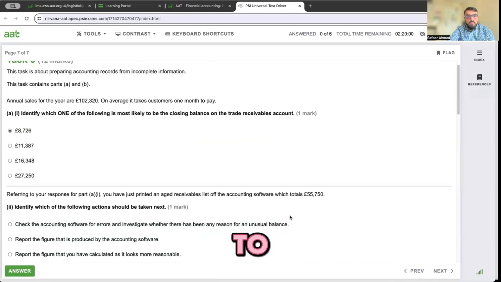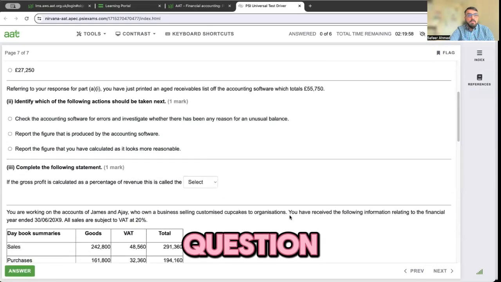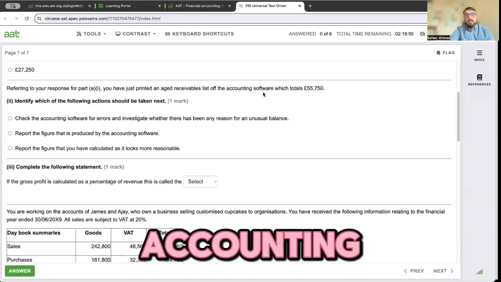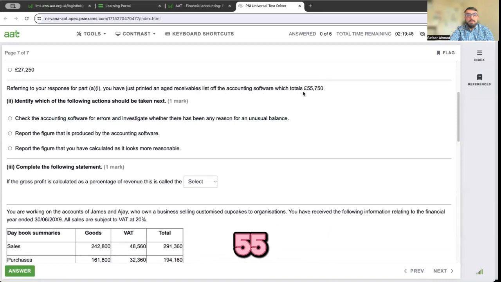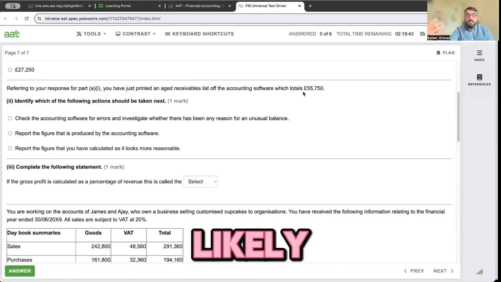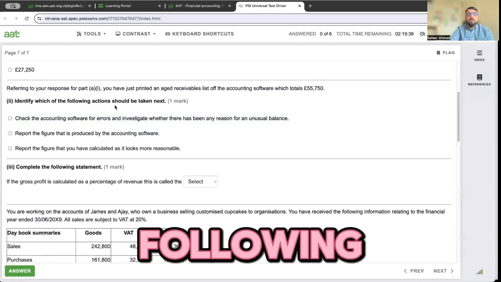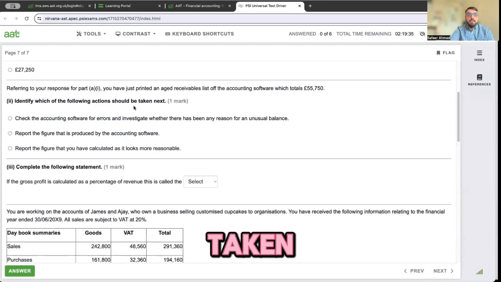Let's move on to the next part of this question, which refers to your response for part A. You have just printed an aged receivables list from the accounting software, which totals 55,750. Remember, the first one was the nearest, most likely figure. Identify which of the following actions should be taken. Check the accounting software for errors and investigate whether there is any reason for any unusual balance. Of course, that's the wise thing to do.